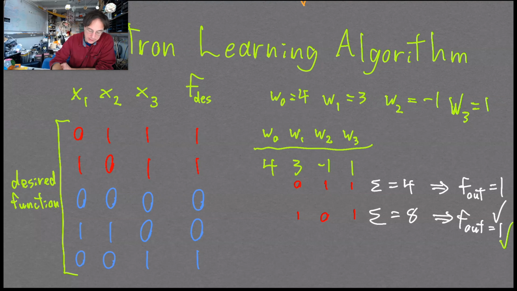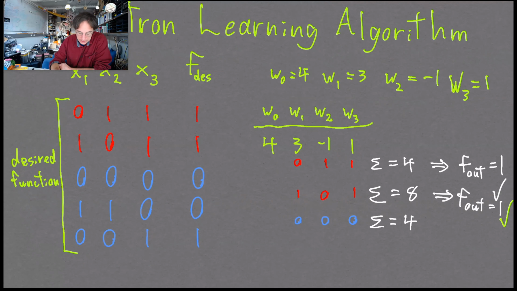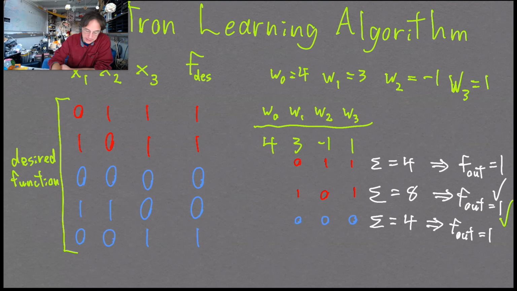Okay, let's try one of the blue examples. So here, if we plug in 0, 0, 0, then what is the sum going to be? Well, that's easy. The sum is 4 because all the weights get multiplied by 0. Okay, so this means F out, the output of the unit, is 1, and that's not good because the output was supposed to be 0.